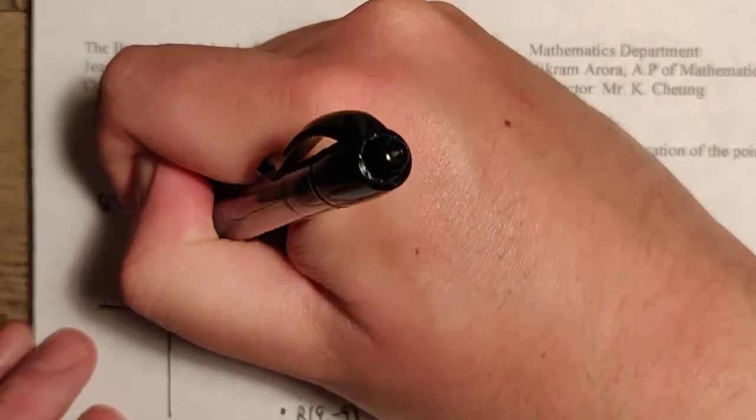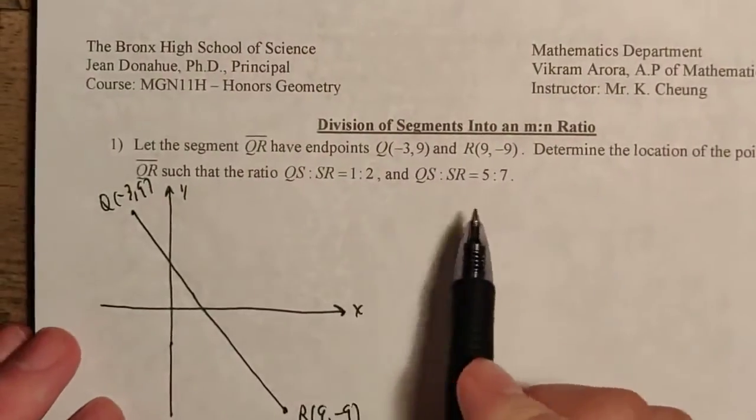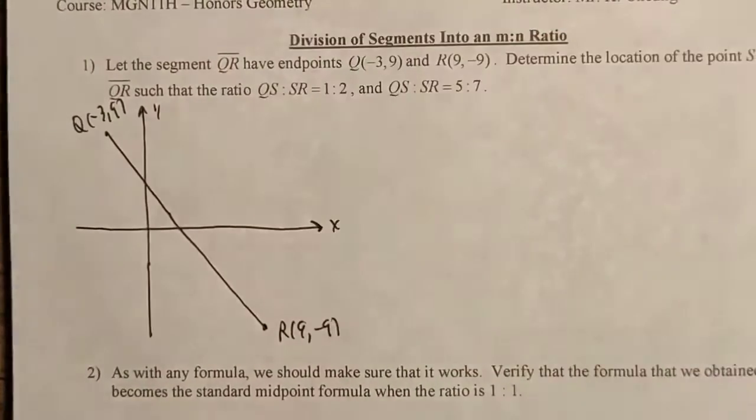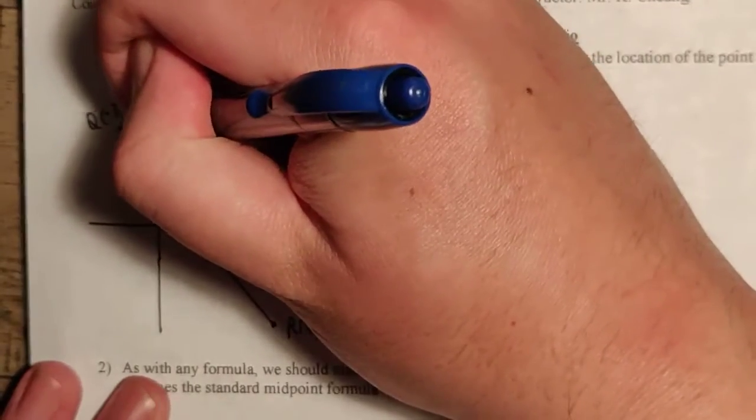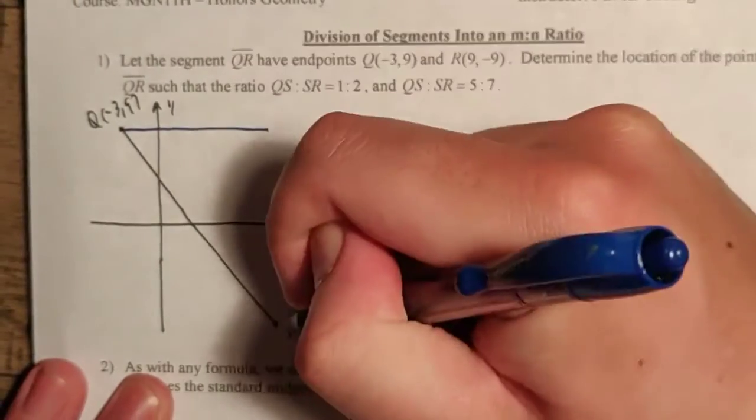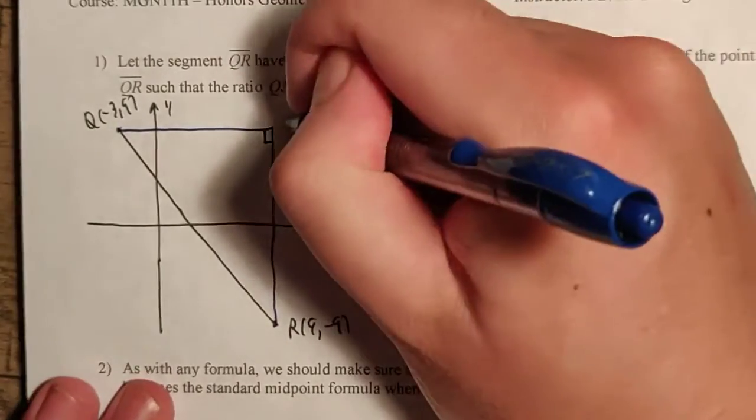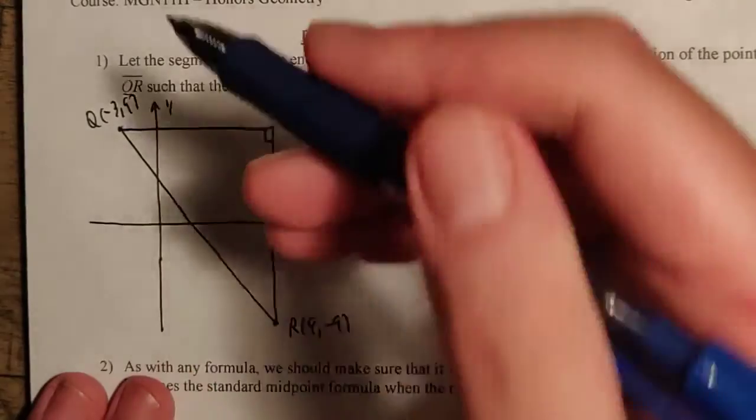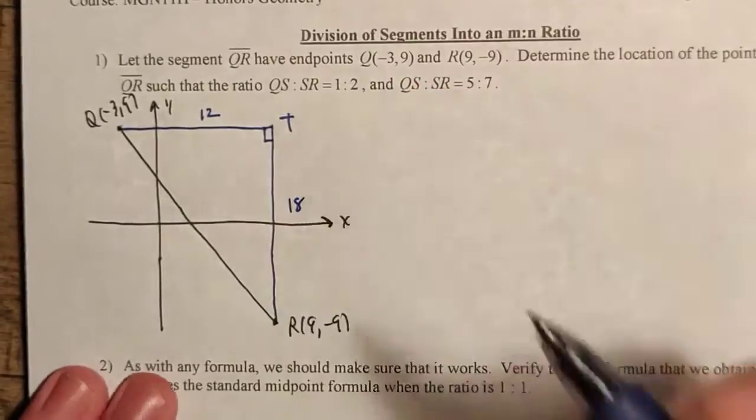All right, so we're going to do this one step at a time here. So there are two ratios, 1 to 2 and 5 to 7 here. Let's focus on the 1 to 2 ratio first, okay? Now, the best way to think about this, again, we saw that we can look at the big triangle here. Whether it's up or down doesn't really matter here. We can look at this triangle here. Let me call this point here T. Now, we know that the legs of this triangle here, we go from -3 to 9, that's a total of 12 units here. And we go from T to R, that's a total of 18 units here.